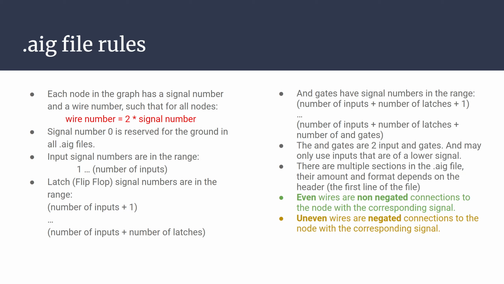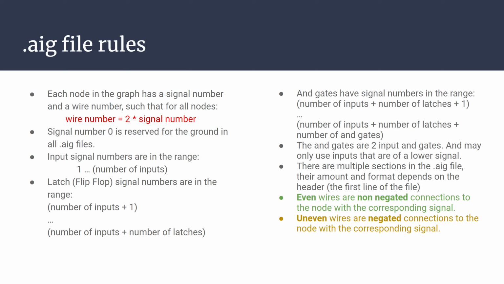Signal number 0 is reserved for the ground in all AIG files. It always exists no matter what. Then you have input signals that go from 1 until the number of inputs. If the number of inputs is 1, then we just have the one signal, and if it's 0, then this entire range doesn't exist, more or less.